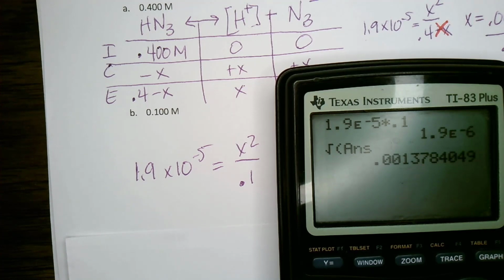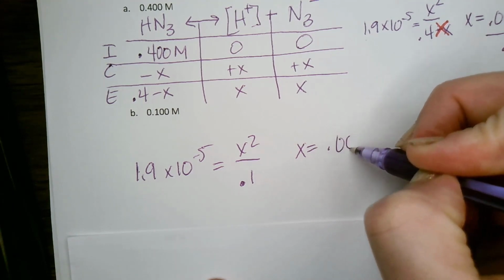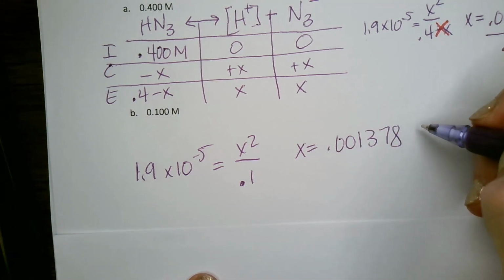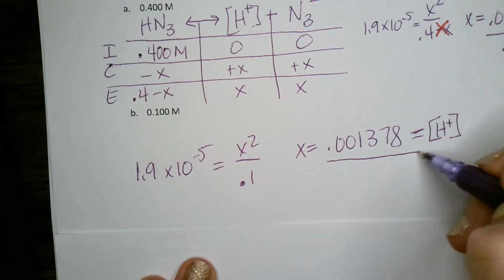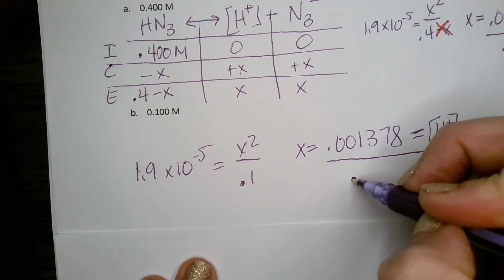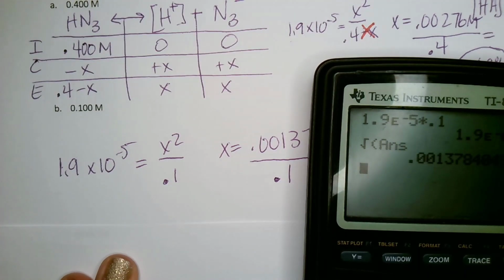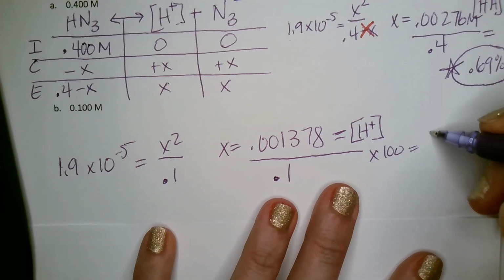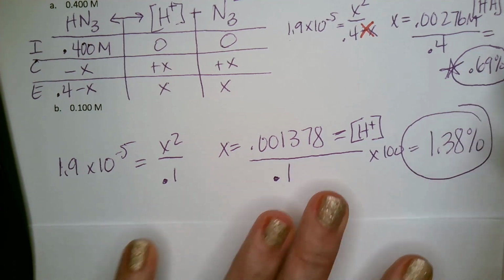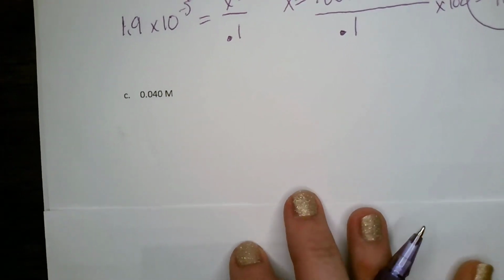The answer, X is equal to 0.001378, which again is equal to our H plus. And we want to take that divided by my initial acid concentration, in this case 0.1, and we'll times that by 100. So 0.001378 divided by 0.1, times 100, and we got 1.38%. Okay, we're doing good, 1.38% ionized. So 0.69, 1.38.